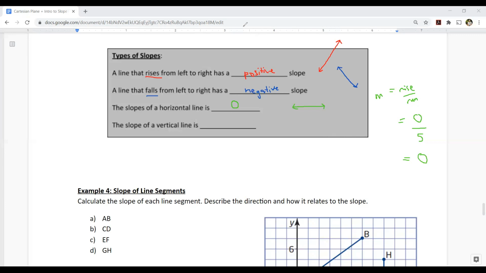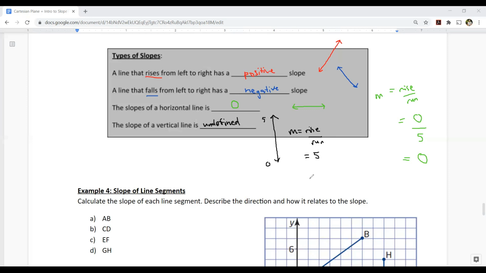For a vertical line, the slope is going to be undefined. This one might be a little bit tricky. So think again of a vertical line. So we're going to draw one that goes here. Using the same kind of logic, we're going to say m equals rise over run. And this time, let's say the rise is 5. So let's say we went from 0 to 5. So we went up 5 units.